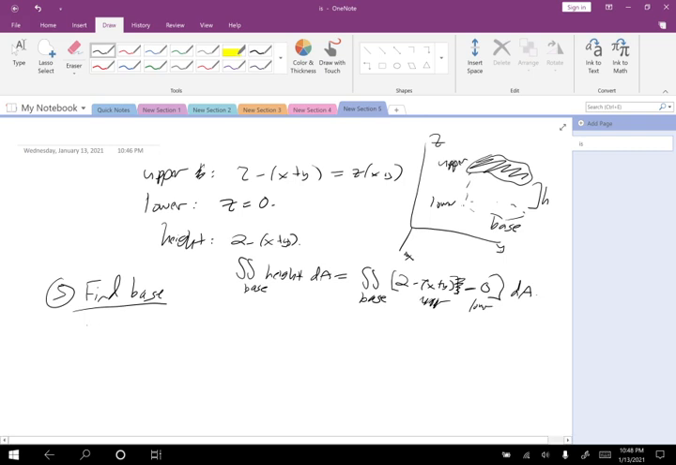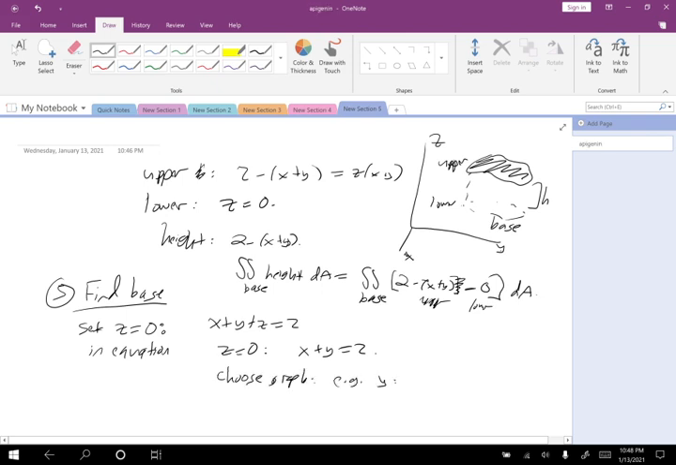So our base is just set z equal to 0 in the equation you found. That equation you found, it was hard, but it gives you a lot. So x plus y plus z equals 2. If you set z equal to 0, you get x plus y equals 2. So now you need to choose a graph. And so, for example, let's use y. So now you solve for y. So y will be 2 minus x.